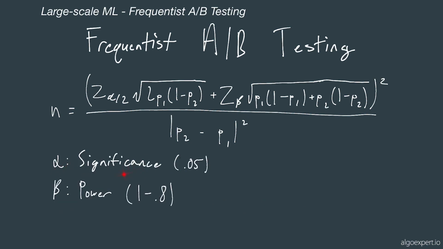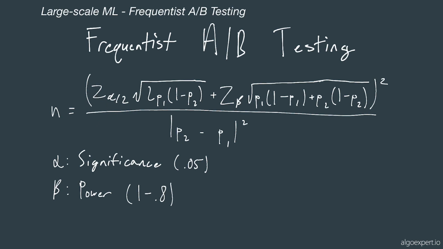Alpha is the significance, which is commonly 0.05. And beta is the power, which is often 1 minus 0.8. These are subscripts because they're the z-scores of those particular values. This is here to represent that the alpha's z-score can be measured from a one-tailed or a two-tailed distribution. In our case, since we only want to measure a lift and not a total change, we only need a one-tailed z-score.